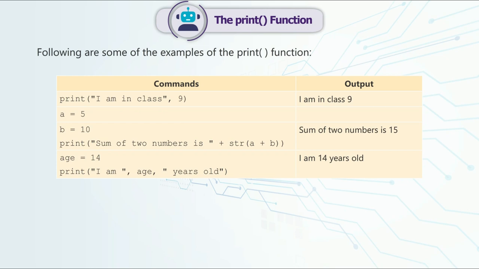a = 5, b = 10. print sum of two numbers is plus str(a + b). Output: sum of two numbers is 15. age = 14. print I am age years old. Output: I am 14 years old.